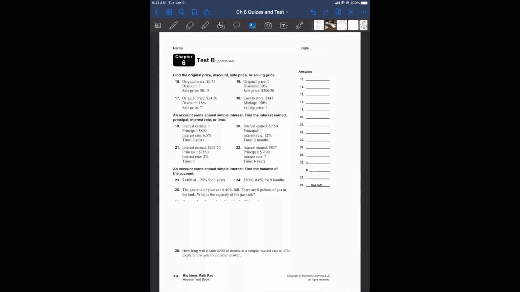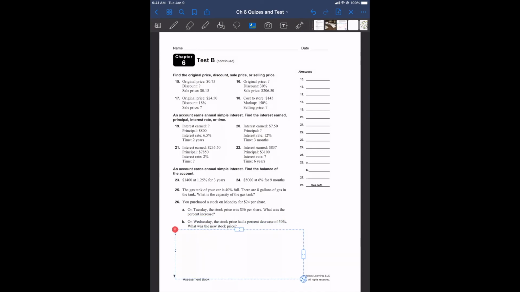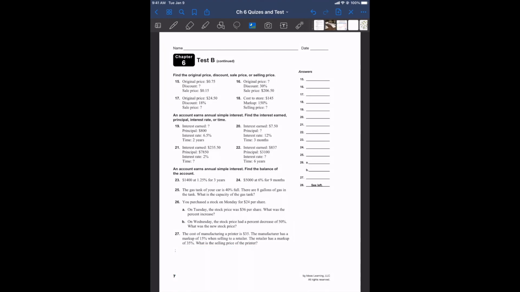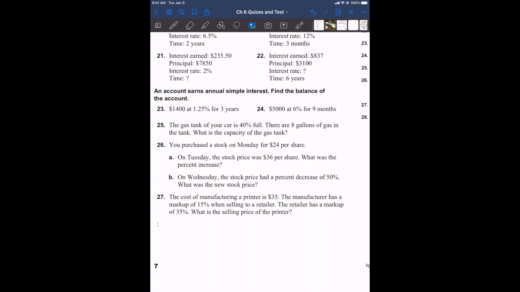All right. We're going to skip 25. I want us to do 27 though. So we're not going to do 25, we're not going to do 26, but we are going to do 27. The cost of manufacturing a printer is $35. The manufacturer has a markup of 15% when selling it to the retailer, and the retailer then has a markup of 35%. What's the selling price of this printer?